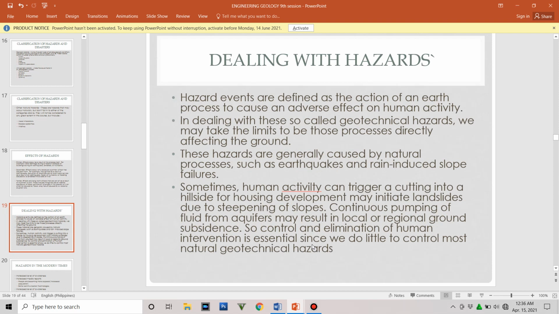So ito yung tinatawag na disturbances. And then we also have continuous pumping of fluid from aquifers. So too much extraction ng mga resources underneath, iubusin mo yon. So what will be the effect? It may result in local or regional ground subsidence. So lulubog yan.